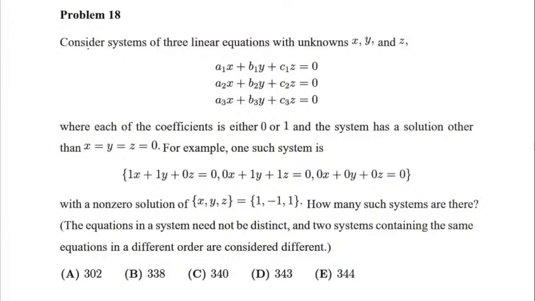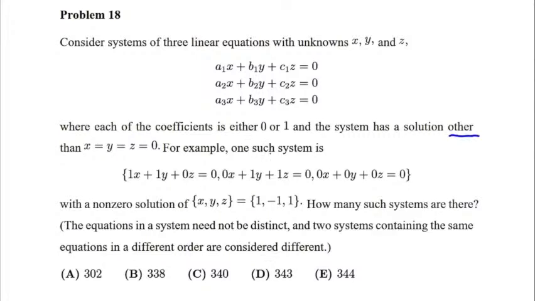AMC 10B 2022 problem number 18. Consider systems of 3 linear equations with unknowns x, y, and z, such that a1x plus b1y plus c1z equal to 0, a2x plus b2y plus c2z equal to 0, a3x plus b3y plus c3z equal to 0, where each of the coefficients is either 0 or 1, meaning a1, a2, a3, b1, b2, b3, and c1, c2, c3. And the system has a solution other than x equals y equals z equals 0. If you replace x, y, z with 0, all 3 equations will be satisfied. It says we have another solution.